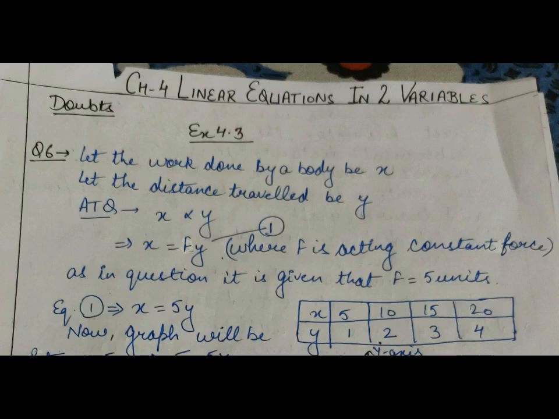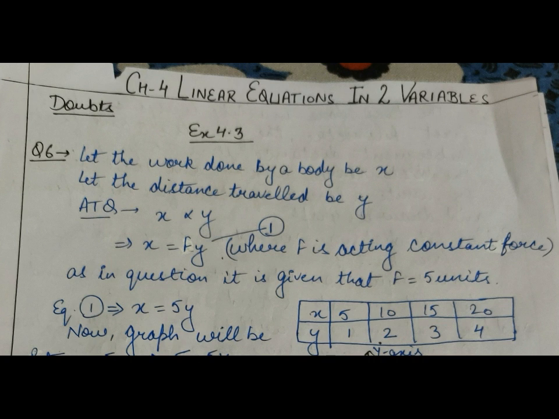In today's class, we are starting with doubts first. Here is question number 6 from exercise 4.3, which is a doubt of some students. In this, let us suppose the work done by a body be x and let the distance travelled by a body be y. Now, according to the question, x is directly proportional to y.